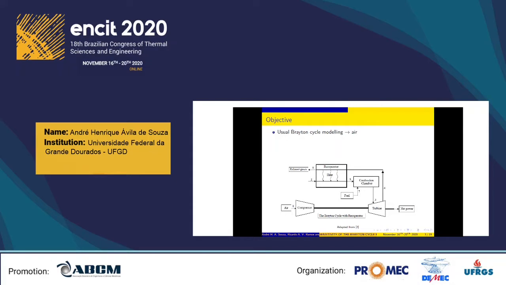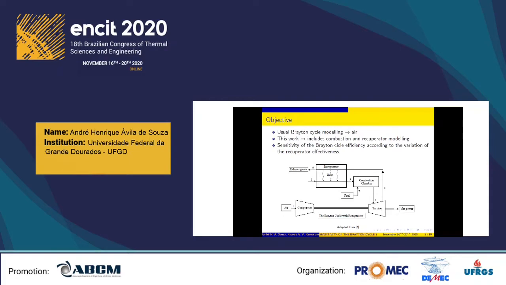The objective of the present work is to evaluate the Brayton cycle with a recuperator and modeling the combustion process using chemical equilibrium to determine the composition of the combustion products. From this evaluation, the behavior of polluting gases and the thermal efficiency of the cycle are analyzed with respect to the variation in the effectiveness of the recuperator.